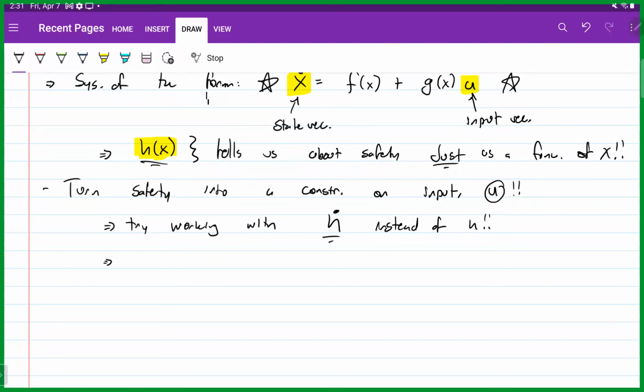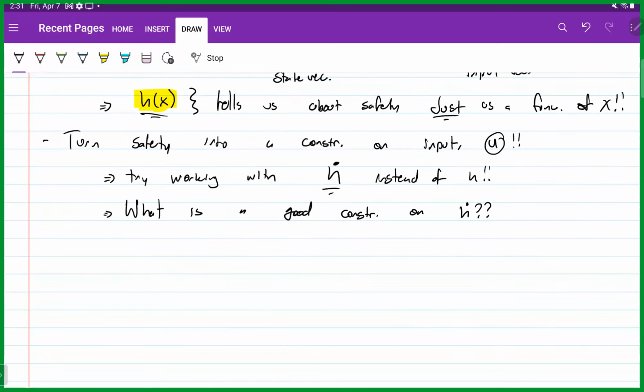So before we actually involve this input, let's try and think about what a good constraint on h dot will actually be. Okay. So what is a good constraint on h dot? All right. So here's what we're going to do. Let's think about the solution to the differential equation h dot is equal to minus gamma times h.